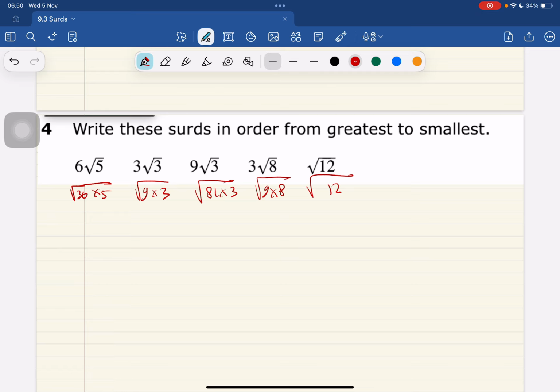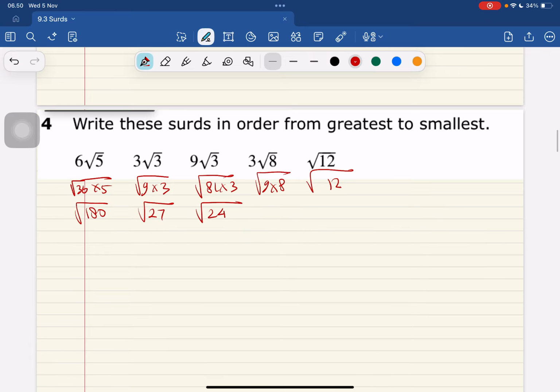Okay, we got 36 times 5, so this is going to be 180. This is going to be 27. And 81 times 3 is 243. This 9 times 8 is 72. And the last is 12. Okay, now we know the greatest.